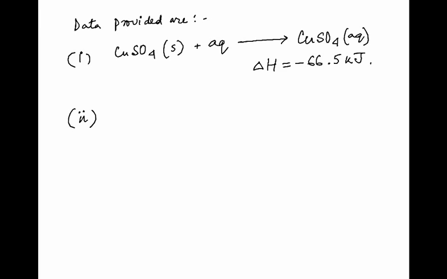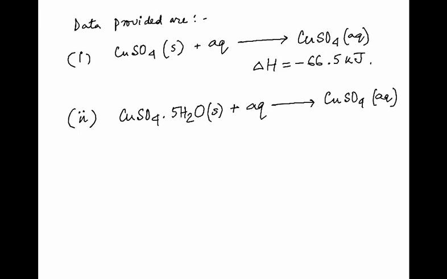And the equation number 2 that is provided: copper sulfate 5H2O solid plus aqueous solution gives rise to copper sulfate aqueous, with a delta H of plus 11.7 kilojoule. So these are the two data that are supplied.